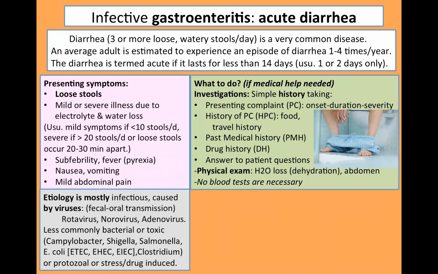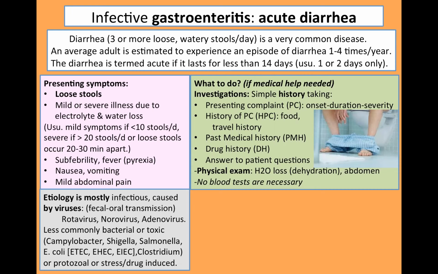So what do we need to do if medical help is needed? First of all, we need to rapidly assess the presenting symptoms, whether there is any exposure to certain foods or travel, which may change the picture, and we've got to know what kind of drugs the patient takes. The most important part of the physical examination is to estimate the water loss and to suspect whether any more severe abdominal disease is present or not.